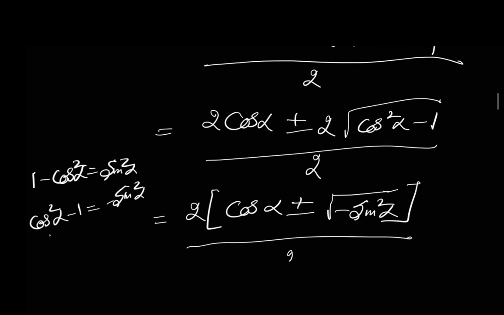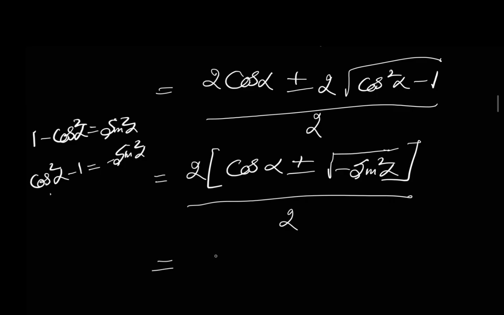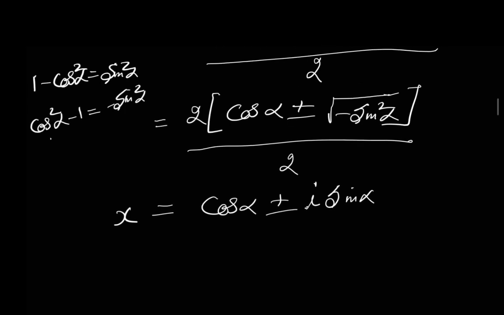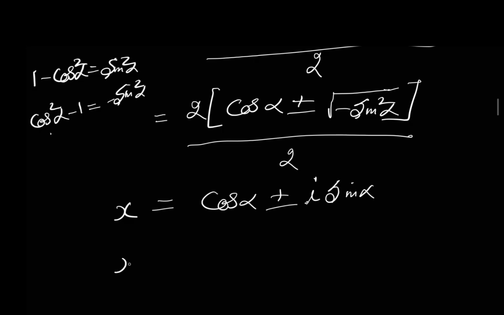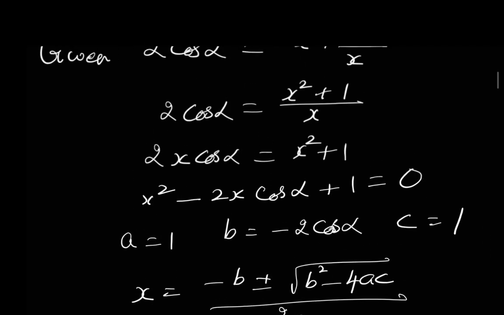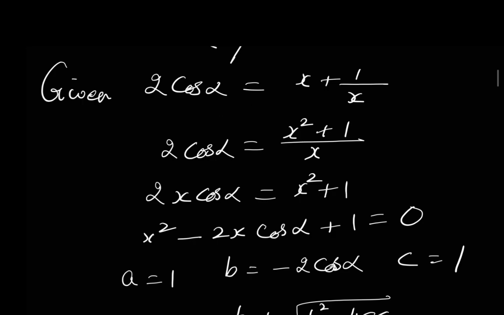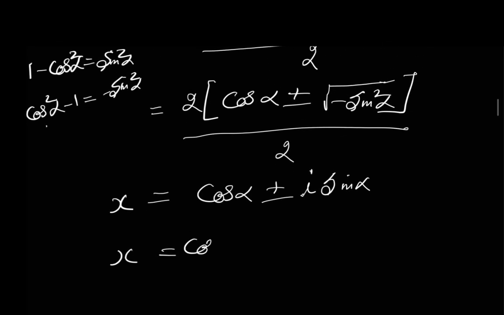divided by 2. So 2 gets cancelled. So cos alpha plus or minus root of sin squared alpha is sin alpha. Then root of minus, so that is plus i. So this is your x. Therefore, x is equal to cos alpha plus or minus i sin alpha. So for the given equation, we have this solution. Let me rub this out.